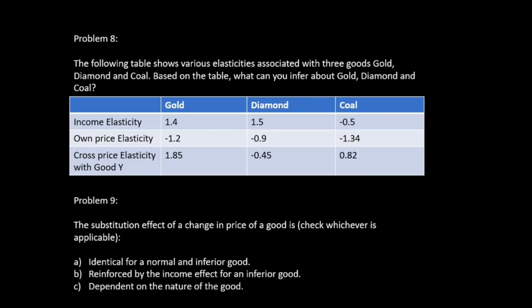Second option, reinforced by the income effect for an inferior good. Now this is also not correct because it is reinforced by the income effect for a normal good, not an inferior good. So going by this, option 3 should be the correct option. So it depends on the nature of the good. So whether it is a normal good or an inferior good, the substitution effect is different in case of different goods.